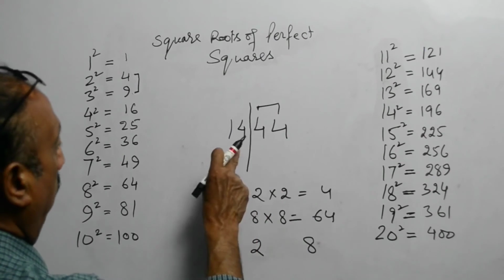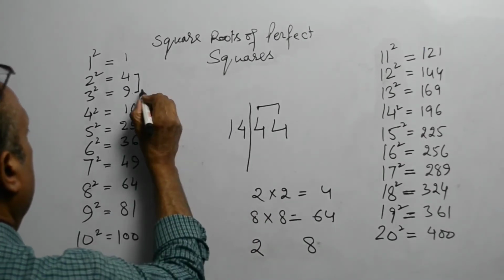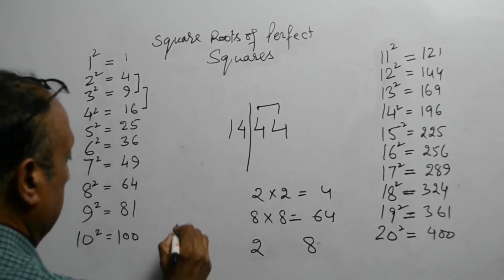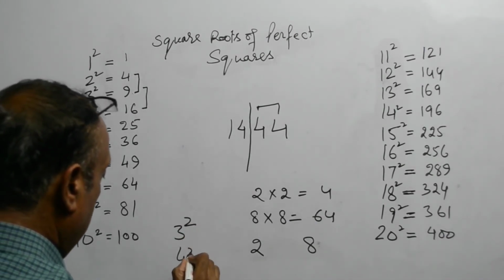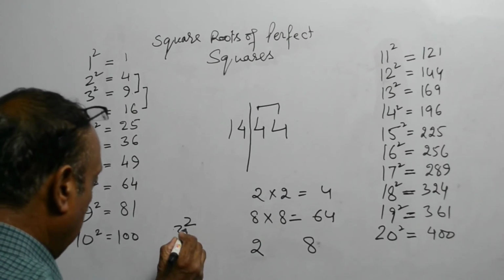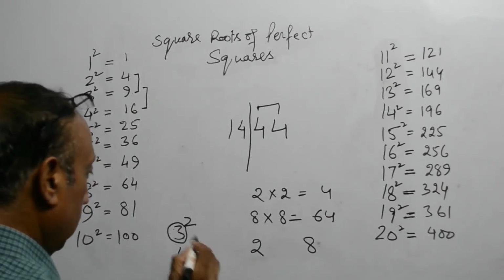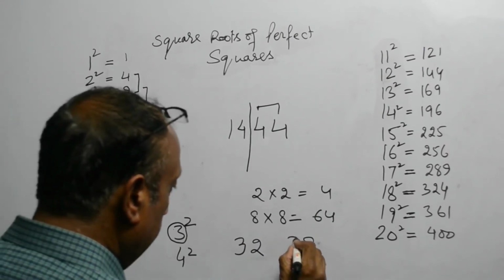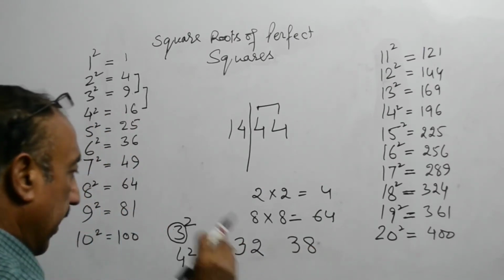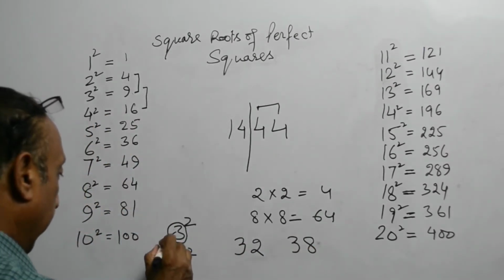Now 14 is between 9 and 16. It means square of 3 and square of 4. Take the smaller number. So the under root will be either 32 or 38. To find out the exact number, multiply 3 by 4.